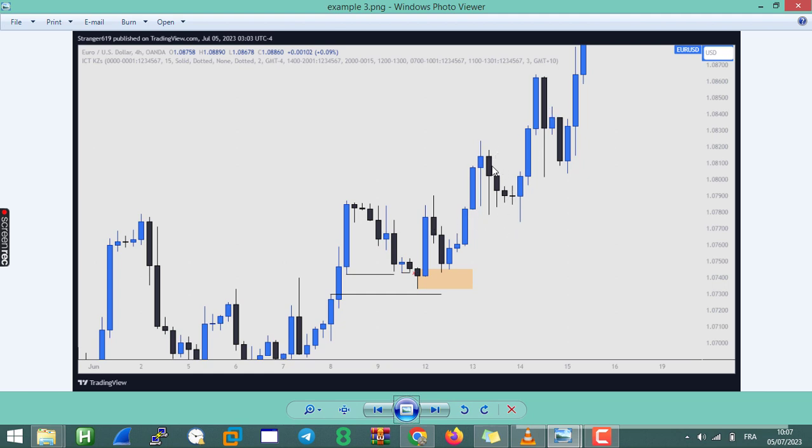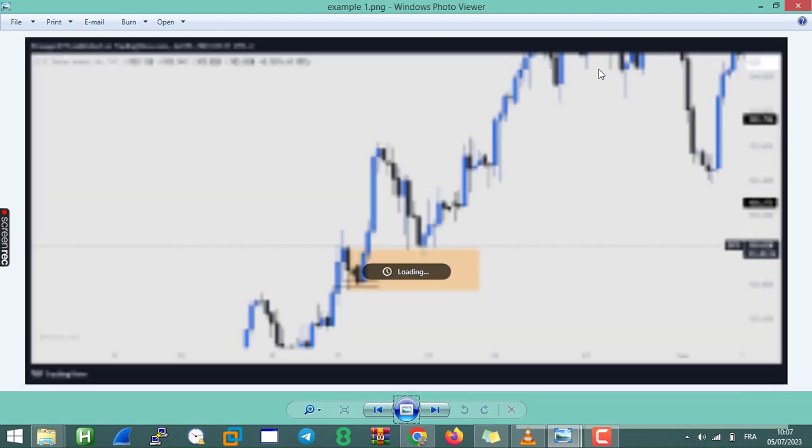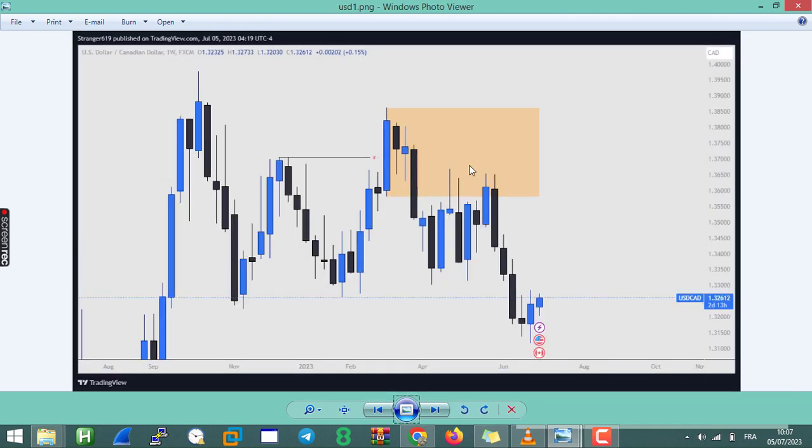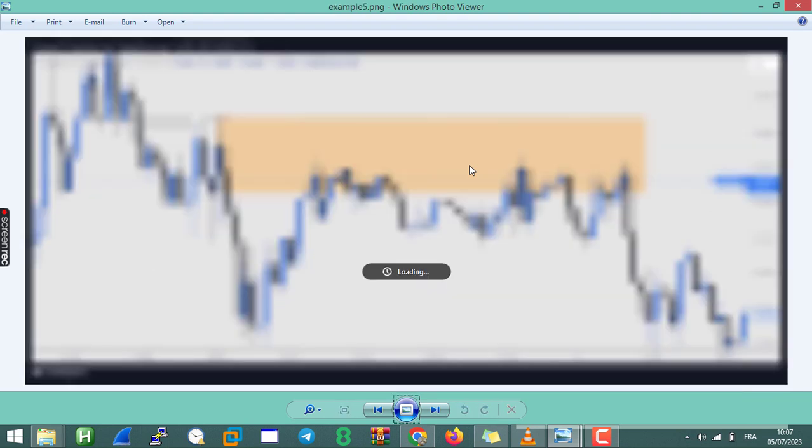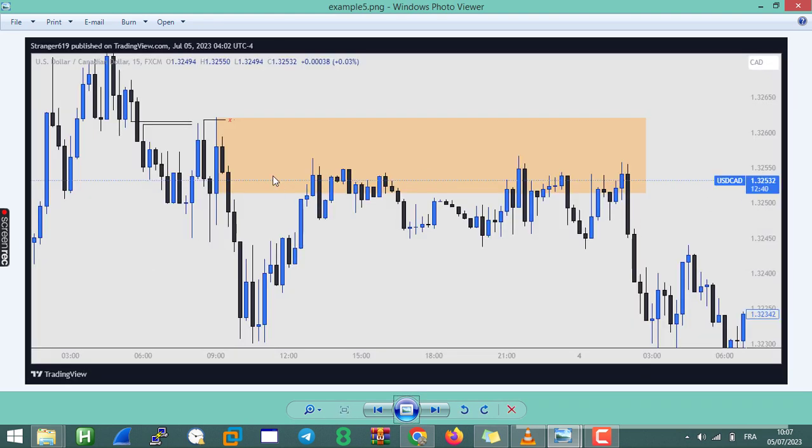Another order block right here. The same, taking liquidity, forming on a key level, this fair value gap right here, and leaving a fair value gap on that expansion. Price retraces to that order block and then continues. I'm going to show you another example.